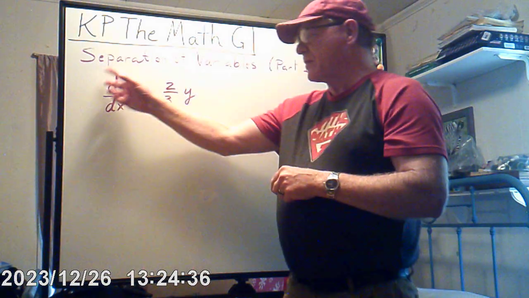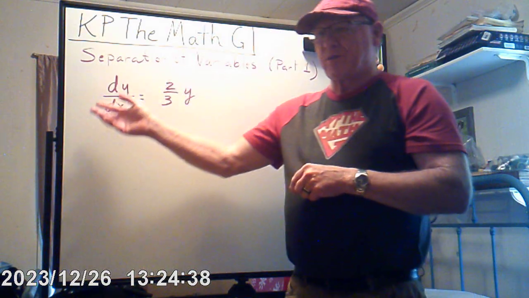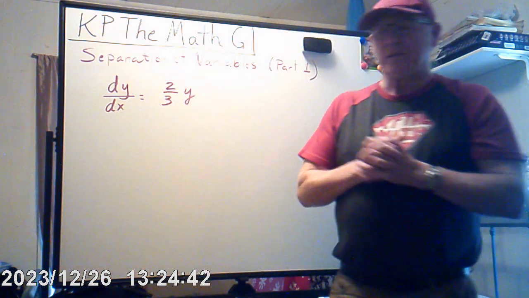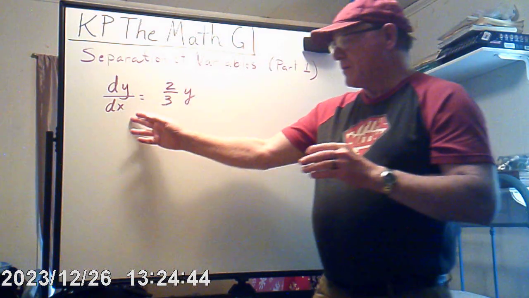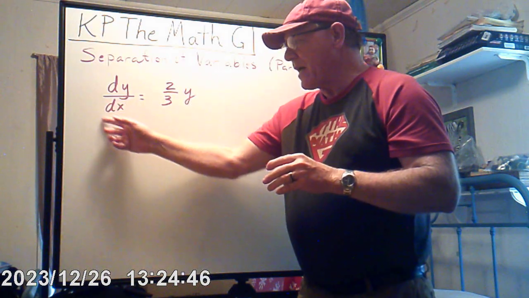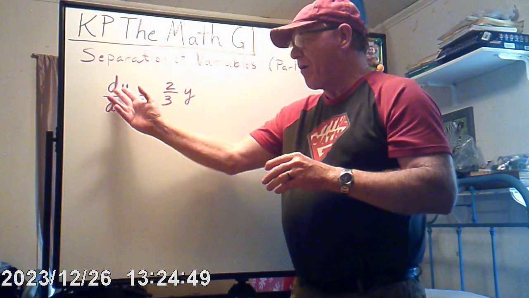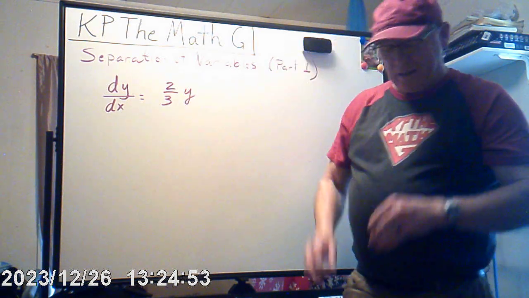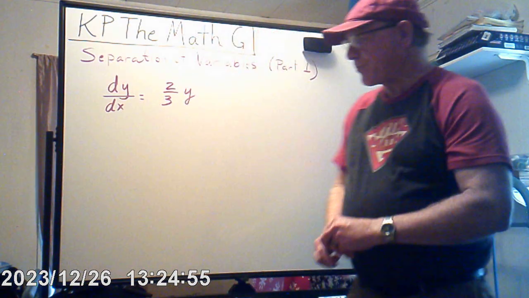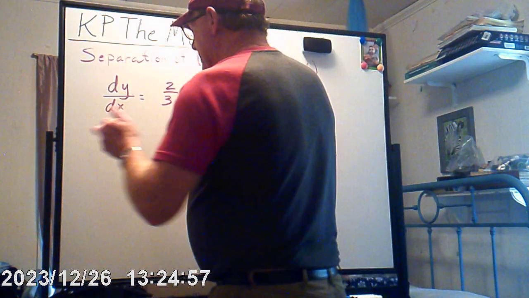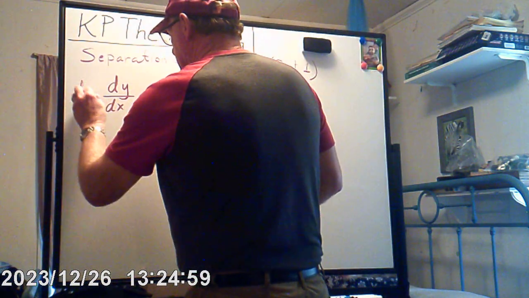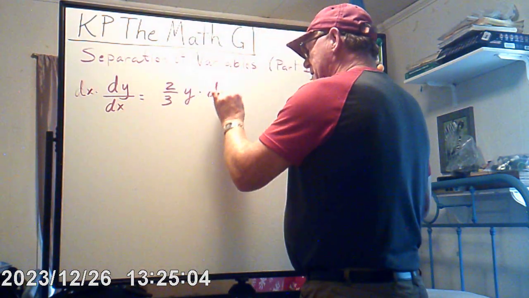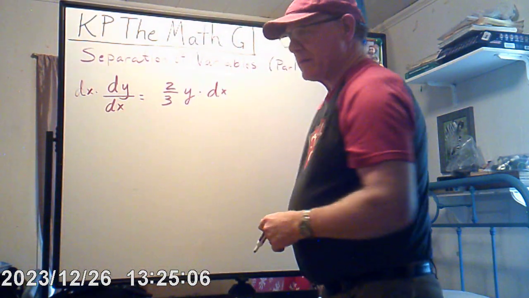First of all, this is called a differential equation. If you see dy over dx equals something, that's a differential equation. So we have to get rid of this dx. We want just dy on this side. So let's do that. Let's multiply both sides by dx.